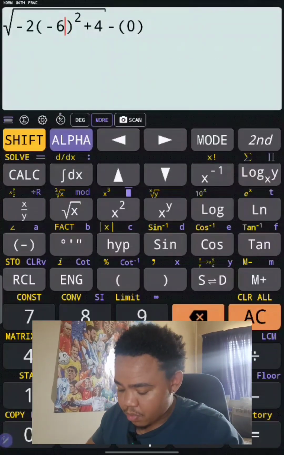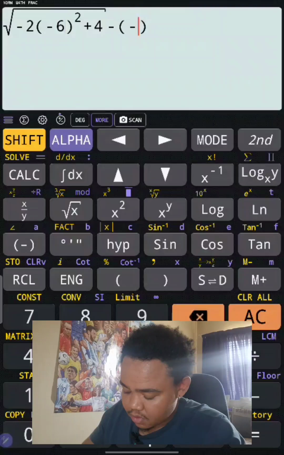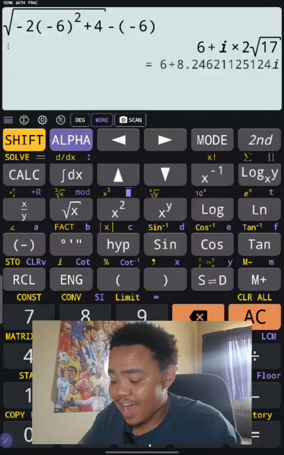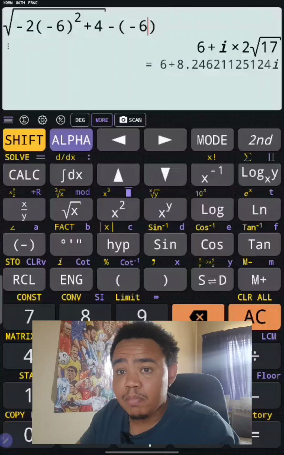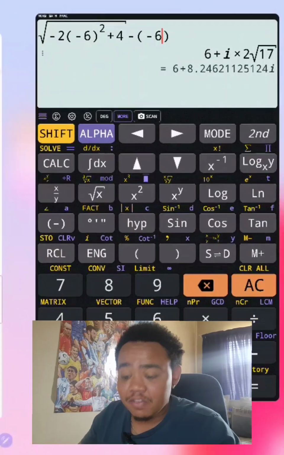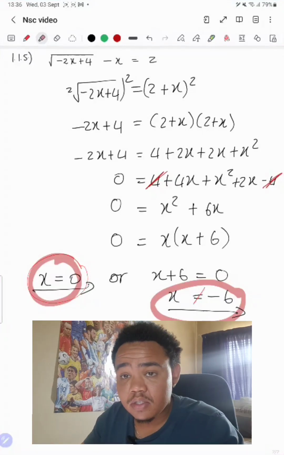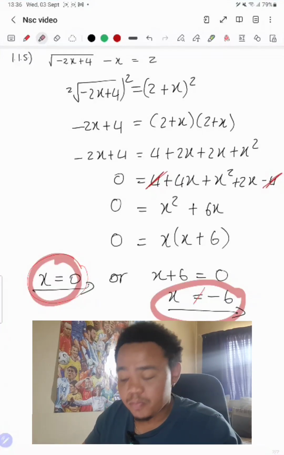What we're going to do now is put in negative 6. And as you can see on my calculator, it says an i, which means imaginary number. On your calculator, it will say error. Therefore, we can say that negative 6 will not work, and x is not equal to negative 6. All right, and there we are done.